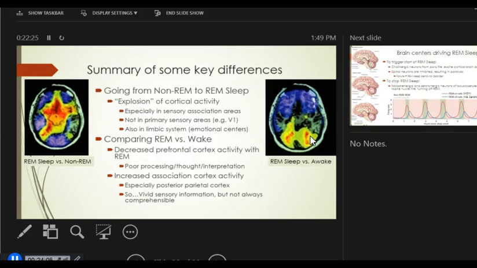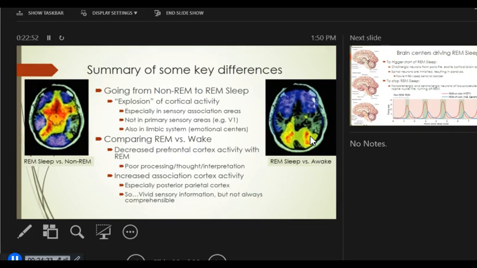I'm just going to read through this because it's saying what I think we just said. Going from non-REM sleep to REM sleep, we tend to see this explosion of cortical activity, especially common in sensory association areas, but not in the primary sensory areas, like not in the visual area. That's what V1 is, your primary visual cortex back here. It's also very active in the limbic system.